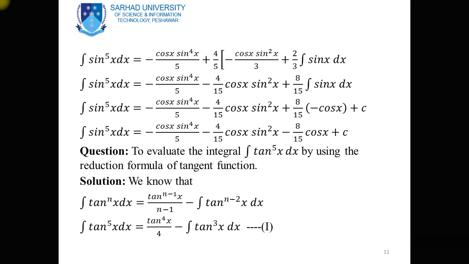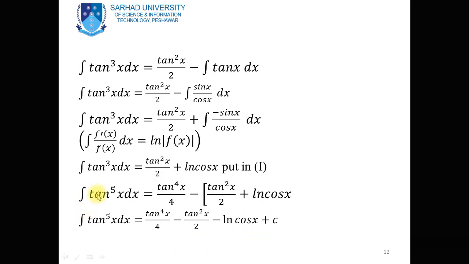Now putting this result in equation number 1, in this equation number 1, putting the value of the integration of tangent cube x with respect to x, we have the integration of tangent x power 5 with respect to x is equal to tangent x power 4 divided by 4 minus tangent square x divided by 2 plus log of cos x. And now this is equal to tangent x power 4 divided by 4 minus tangent square x divided by 2 minus natural log of cos x plus c.